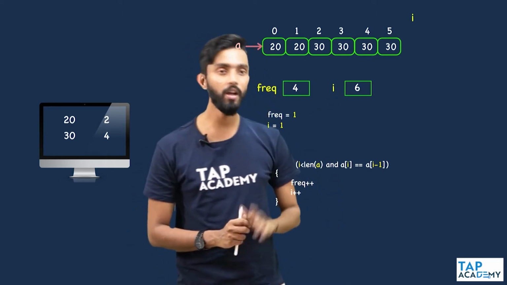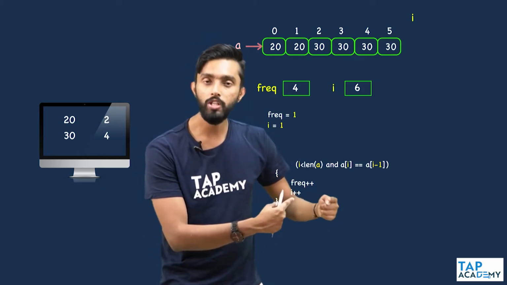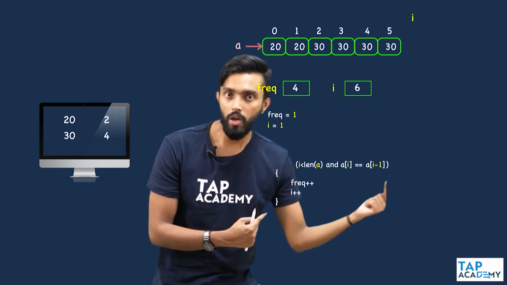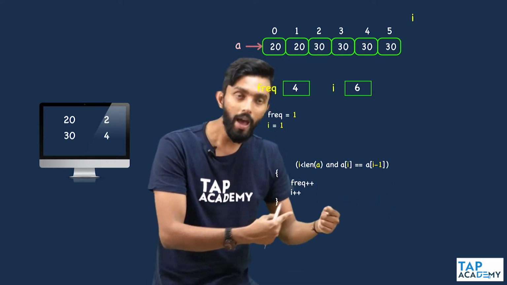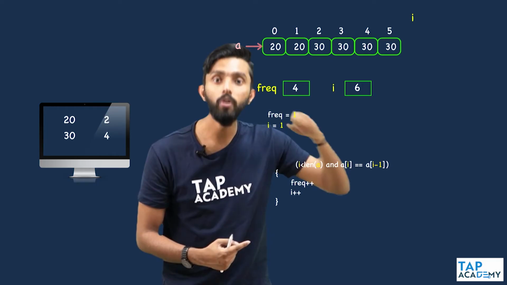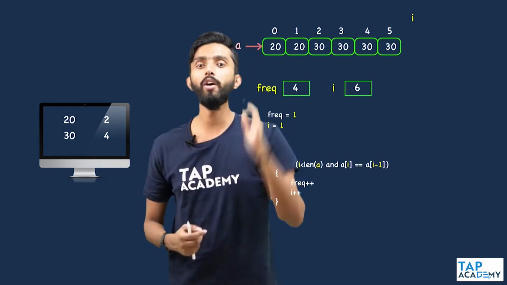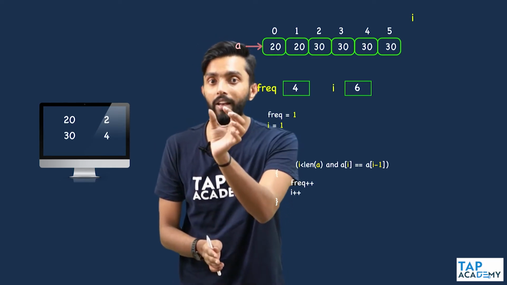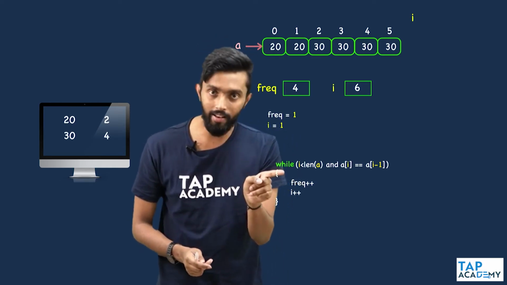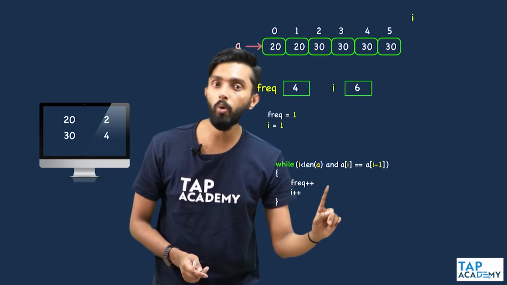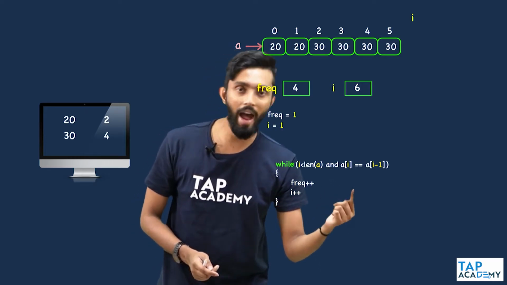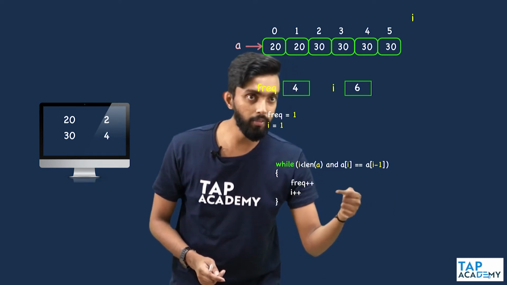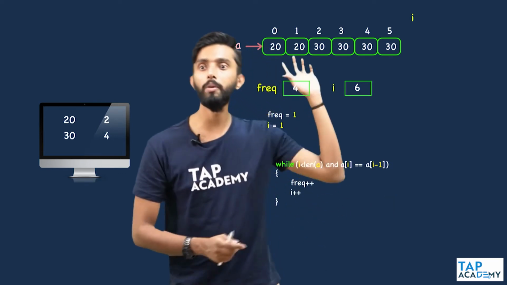Any confusion till there? Now, this process should keep repeating as long as this condition is true. Whenever you need to loop, as long as a condition is true, which loop will you use? As long as is always fulfilled in programming using the while loop. So see, while I is inside the boundary, I is less than length of A, and ith element is equal to the previous element, I minus 1, increment frequency, increment time. I hope you've been able to understand.